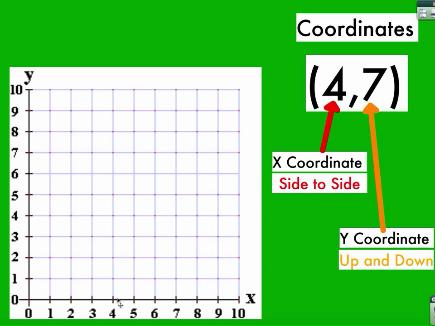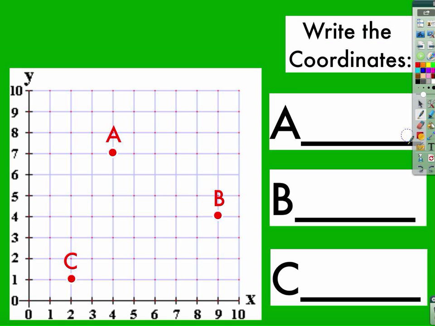Now, when you find these two, 4 on the x-axis and 7 on the y-axis, if you draw straight lines up from or to the side to either one, where they crisscross, that would be the point where these coordinates match up. So I'll try to get this a little bit bigger here for you. So (4, 7) would mean 4 on the x-axis, 7 on the y-axis, and where it comes together, that is the location of that coordinate. Okay? So let's try a couple here.